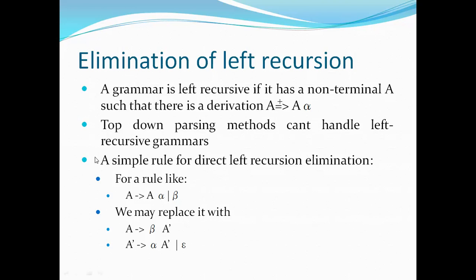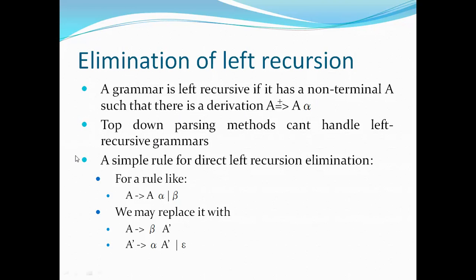So here is the concept, elimination of left recursion. A grammar is left recursive if it has a non-terminal A such that there is a derivation A produces A alpha. That is called the left recursive production. The top-down parsing method cannot handle a left recursive grammar, while bottom-up parsing can handle left recursive productions. So we have to eliminate the left recursion for top-down parsing.